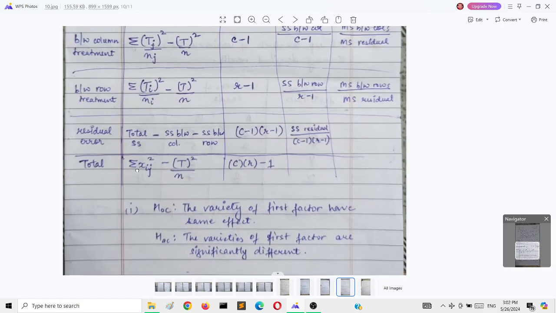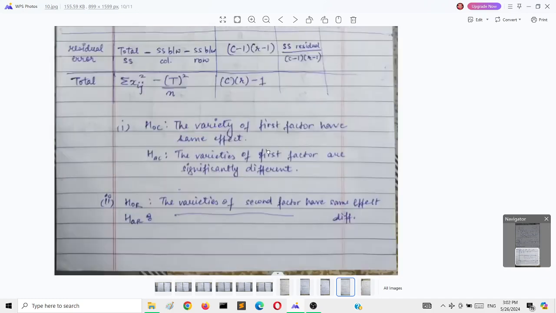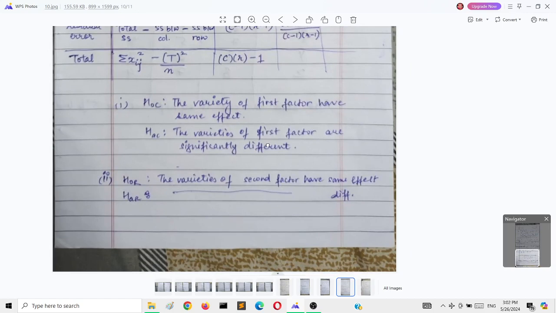That means the square of all of the values, summed up, minus T square by n. T is just the sum of all the values. That's the sum of squares of all the values. And the degree of freedom here is (c into r) minus 1. That's for the total, while for the residuals we have (c minus 1) into (r minus 1).